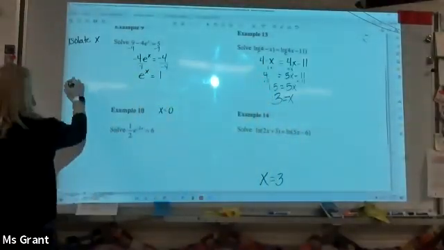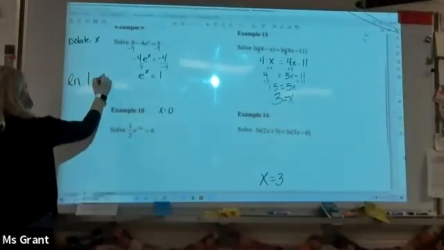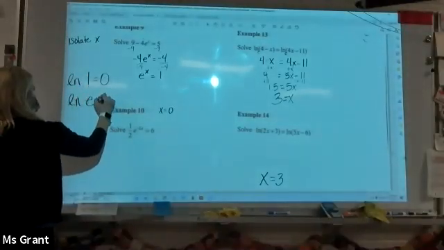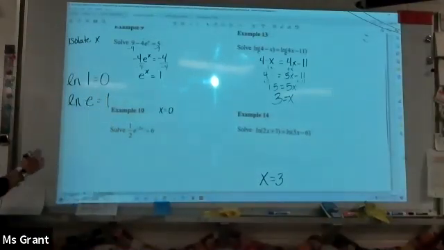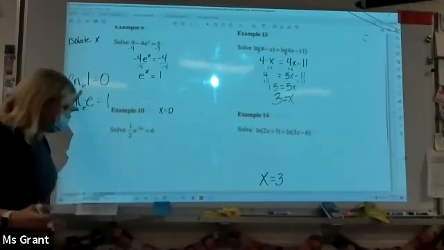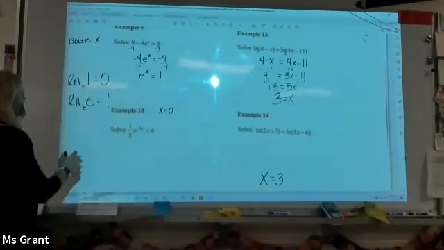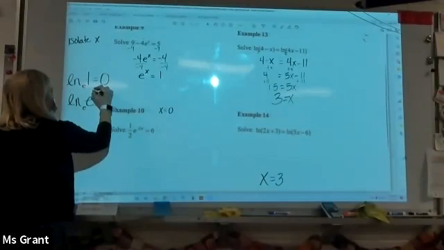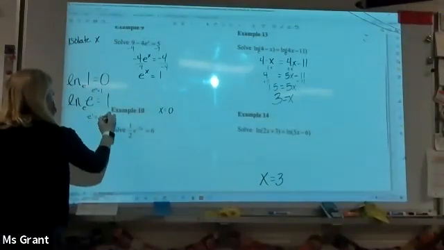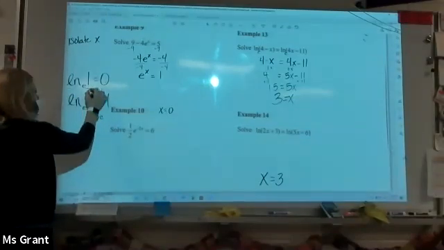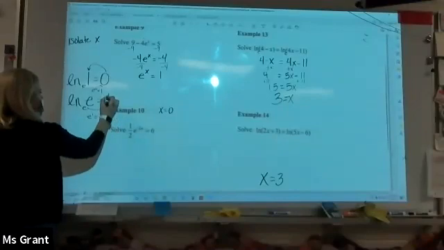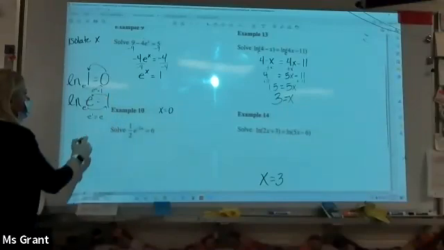Remember these rules over here? Natural log of 1 equals 0. Natural log of e equals 1. Because it's base e. I don't write base e, but it's implied. E to the 0 power equals 1. E to the first power equals e. I drew my little arrows. Everybody, yes. Okay, I remember this.